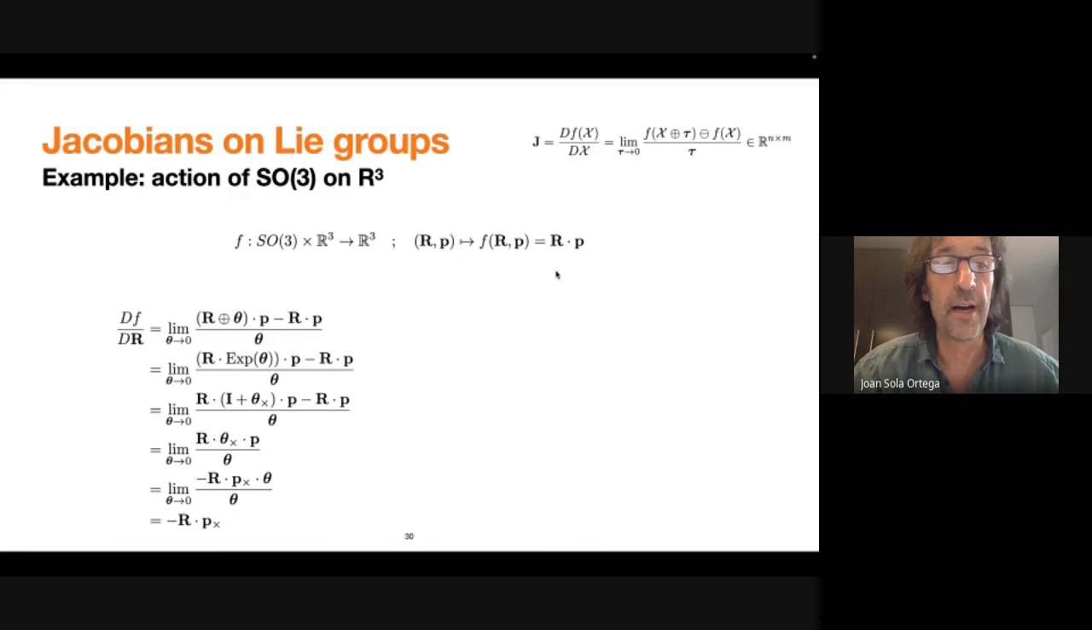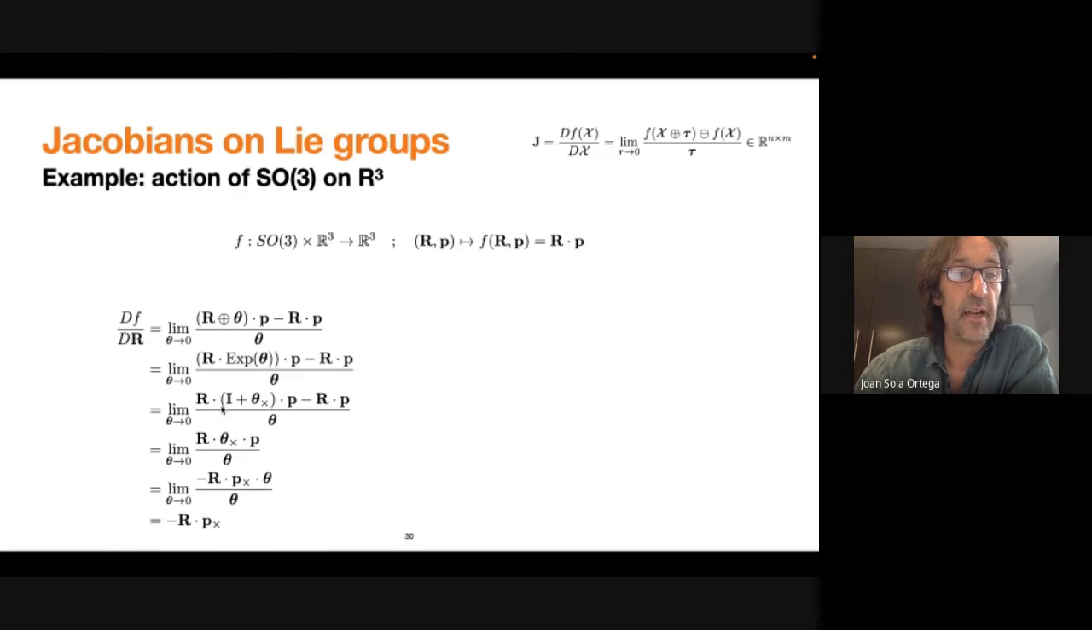So you apply the definition. R plus theta is R exponential of theta, because here inside the parentheses we are in SO3. But the minus here is a regular minus because that's the result of the function, and this is a vector. So we apply a minus here. And so you keep going. Now the exponential, you can take the Taylor expansion and truncate at the second term. And this is not an approximation because we are doing the limit. It's true in the limit.